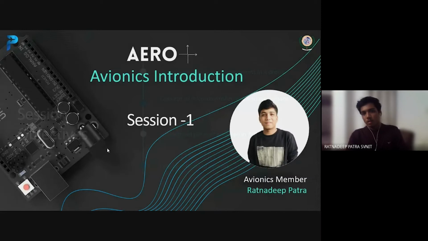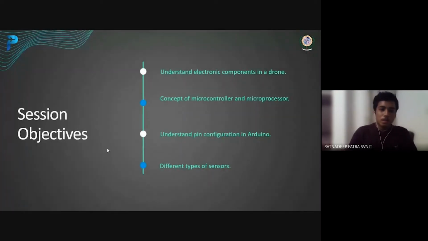So thank you, Meg. Hello everyone, and these are the session objectives. Firstly, we are going to understand various electronic components that are present in a drone. Then we'll look into what are microcontrollers and what are microprocessors. Then we'll understand the pin configuration of an Arduino, and then we'll look at a few different types of sensors that are available in the market.